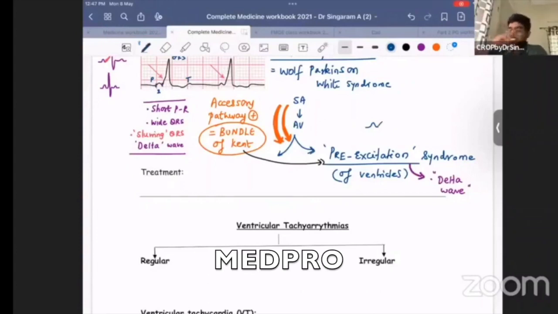And then when the normal impulse reaches, there will be a normal QRS complex like this. Right? So can you see what is happening? The distance between the P wave and the QRS is decreased. That is why I call it a short PR interval.